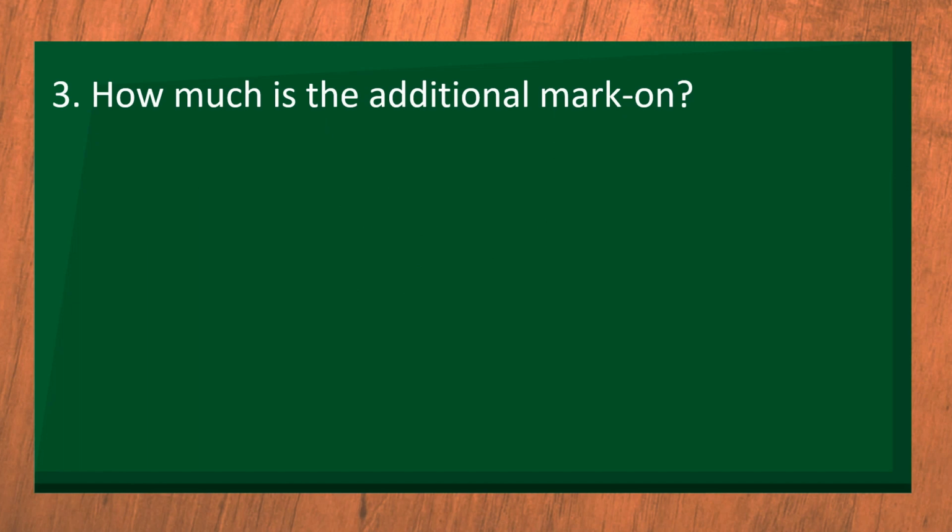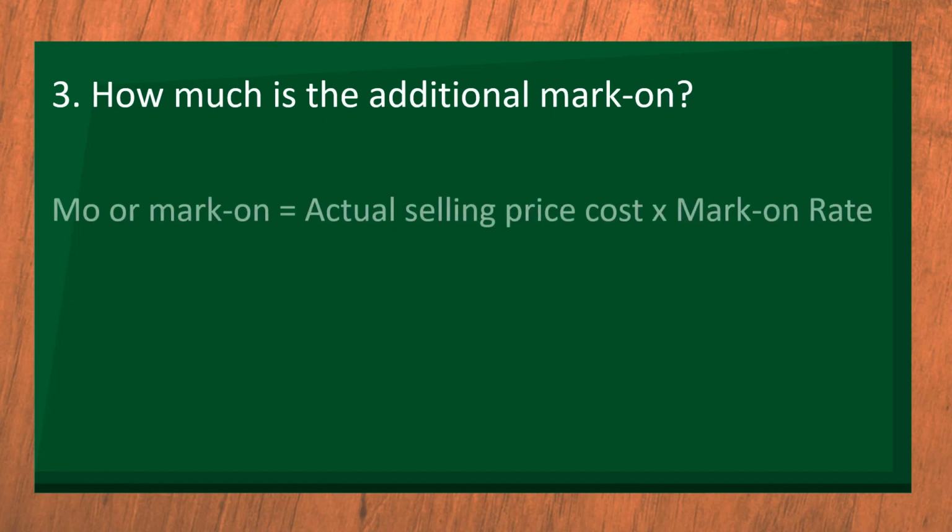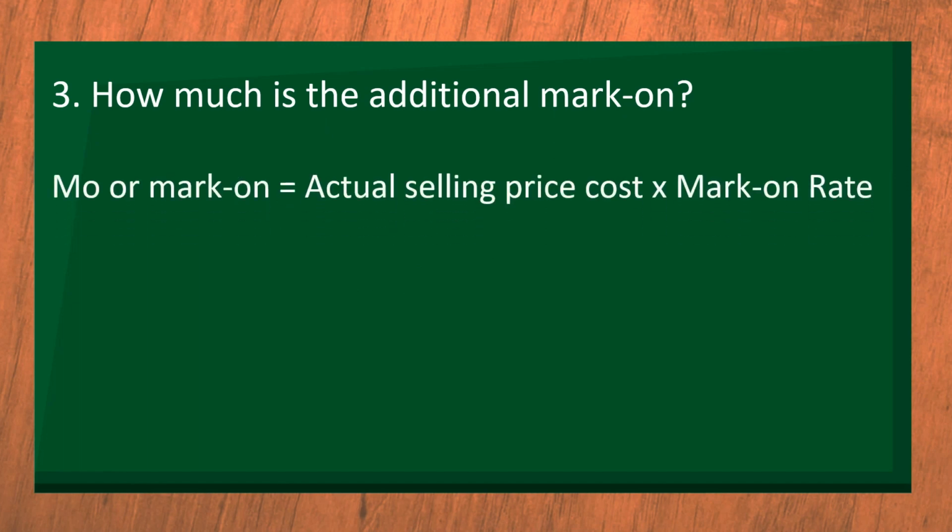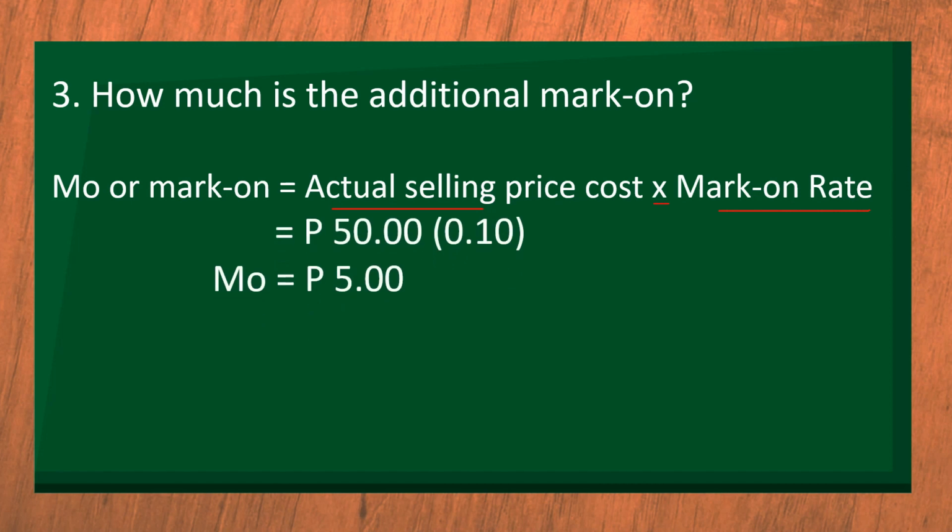How much is the additional mark-on? The formula is: MO, or mark-on, is equal to actual selling price times mark-on rate. From our previous example, 50 pesos, the actual selling price, times 0.10, the mark-on rate, is equal to 5 pesos, which is the mark-on cost.